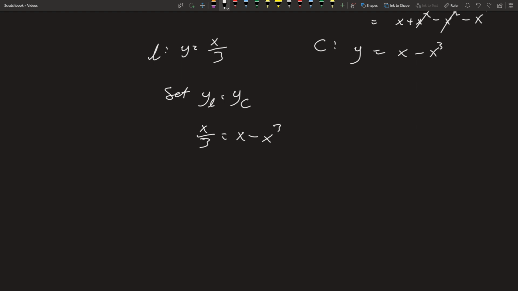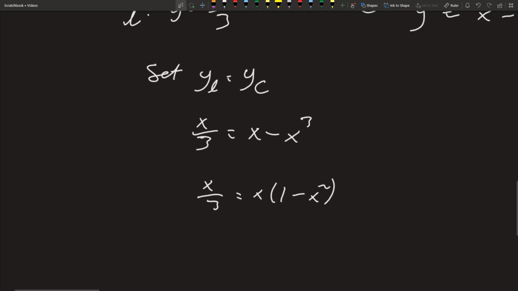Now, the first thing that we notice is we can factor out an x. So x over 3 is equal to x times 1 minus x squared. Now we make some observations, because we need to find some x values. We notice that if we set x equal to 0, we get 0 equals 0, which is true. That means x equal to 0 is a solution, one of the x coordinates.